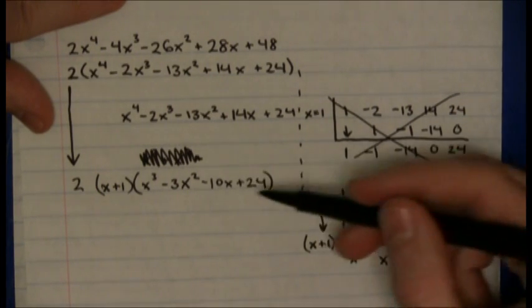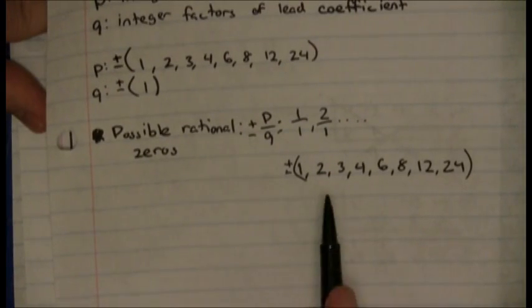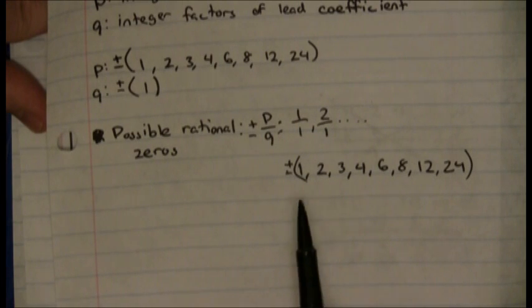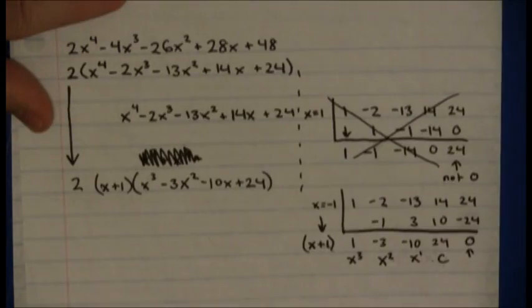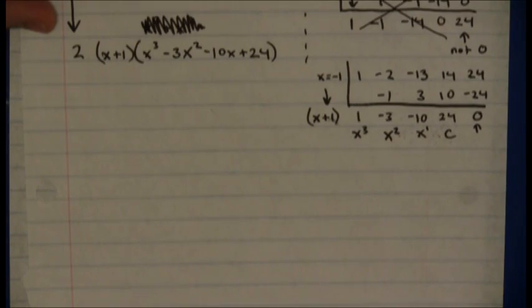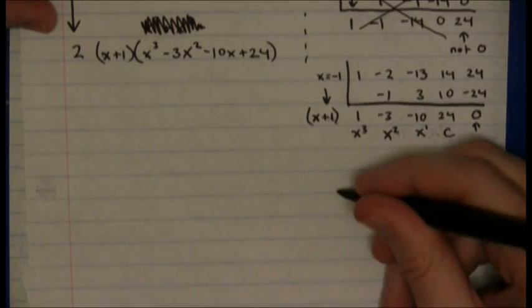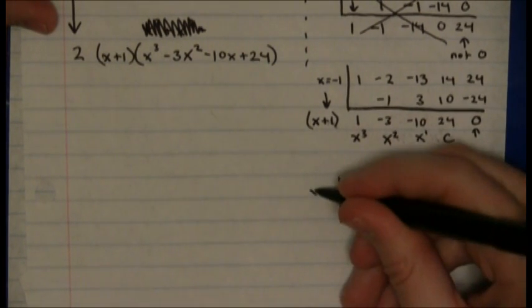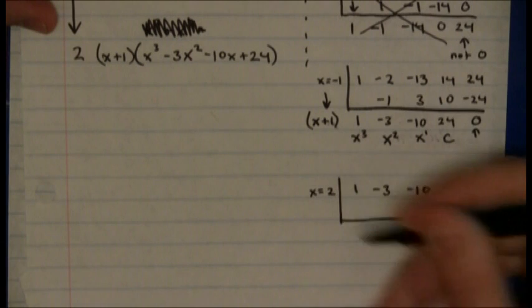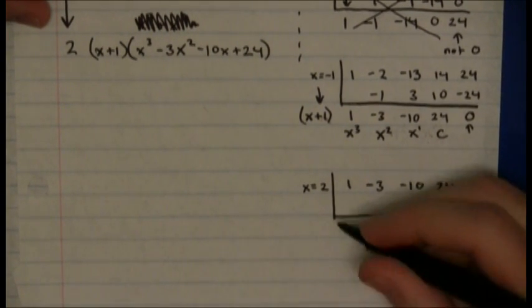So I need to set up a new synthetic division box and use another number from my list of p's over q's. Now, any number that did not work before, like the positive one we used here, is still not going to work. So you just continue moving through the list. So now I'm going to use a new synthetic division box using the coefficients of these numbers here. And this time I'm going to go ahead and try x equals 2. And so continue going through this process.